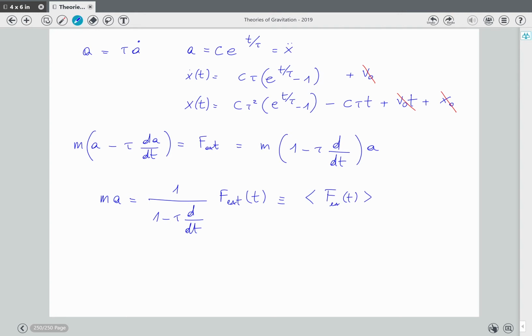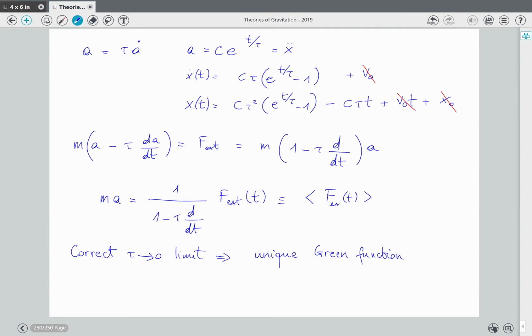So you would like to have the correct limit tau going to 0. And then the correct tau going to 0 limit implies a unique green function. What is this green function?